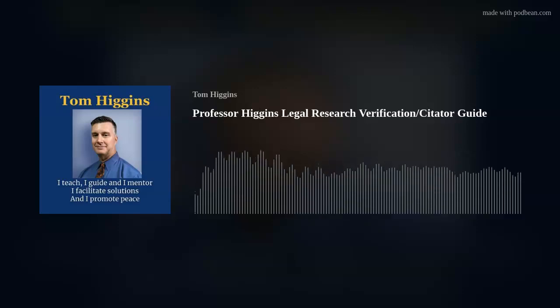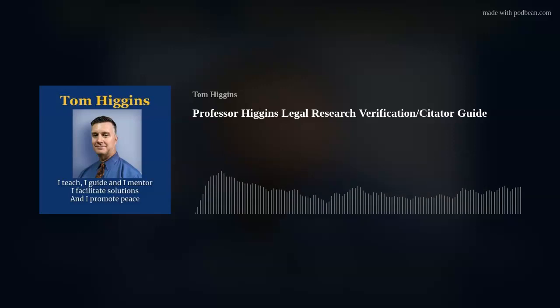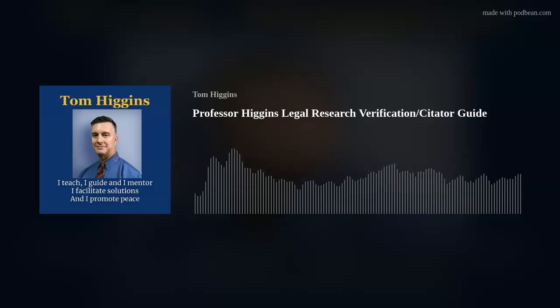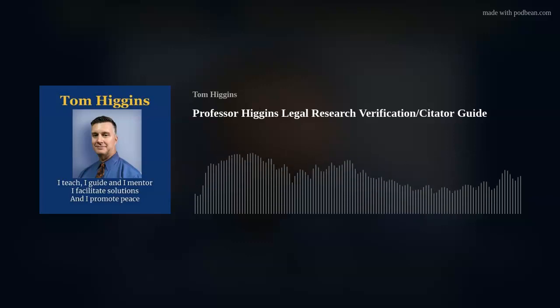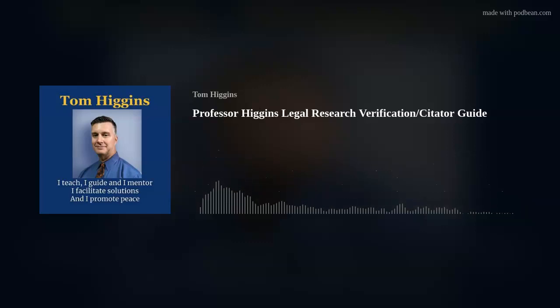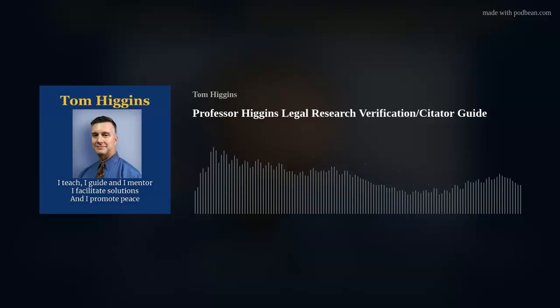A Shepard's or KeyCite case law report will provide two types of case law citations, and you should know the difference. The first would be history citations. History citations are cases that are directly linked to the case being Shepardized or KeyCited. It's either a prior part of that case at a lower level court, or it's a subsequent decision that could be, remember, reversed cases go back, so it could be from that same prior court, or it could be up the chain.